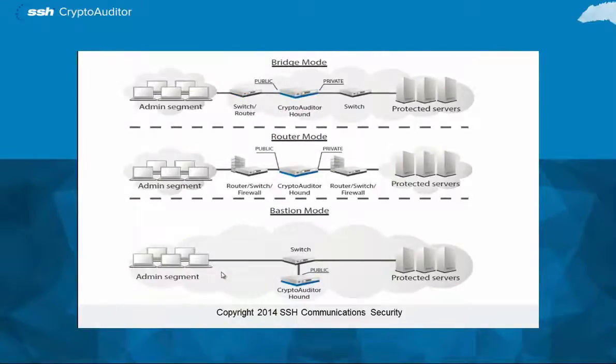Hounds capture the traffic for auditing and control purposes. There are 3 operation modes that allow hounds to imitate various network devices for transparency and flexibility. The 3 modes are Bridge, Router, and Bastion. A CryptoAuditor deployment can, and in most cases does, consist of one vault with multiple hounds, which in turn can be configured for high availability. By default, each vault comes with a built-in hound.